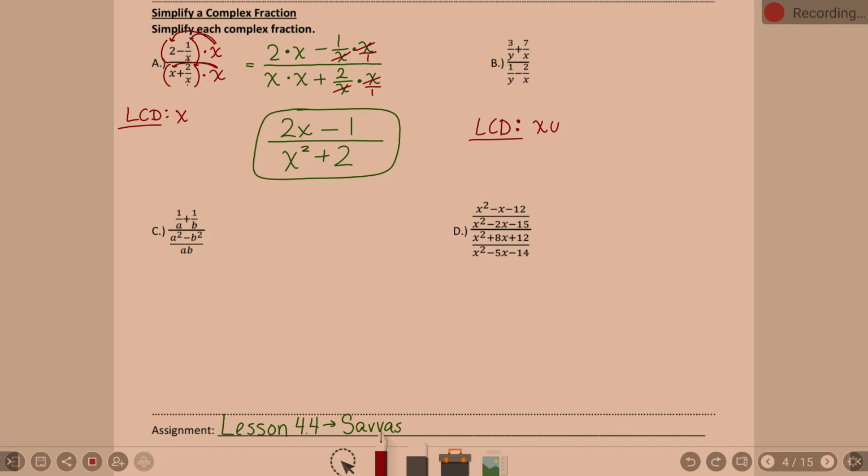Okay? So basically you're just taking anything that's in common, that's a couple of them had x's, a couple of them had y's, multiplying those together. So we're going to multiply every term by xy. Well, that didn't draw right. There we go.